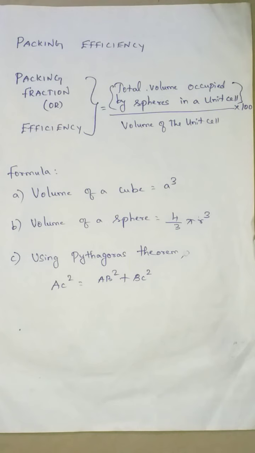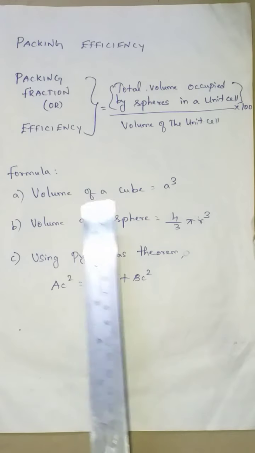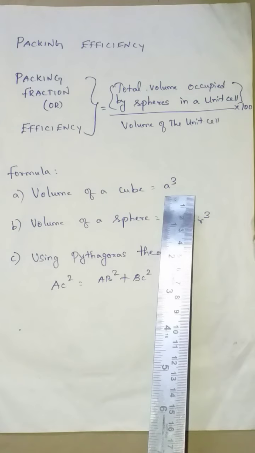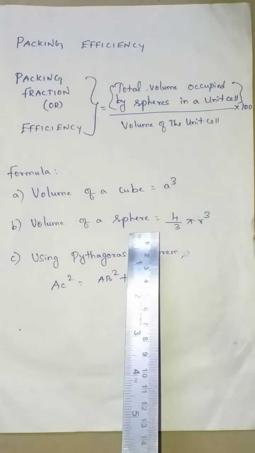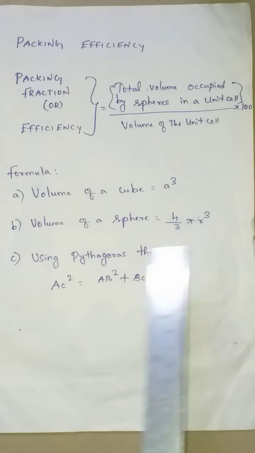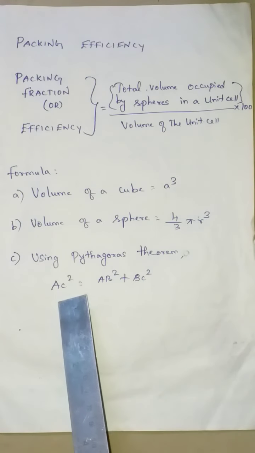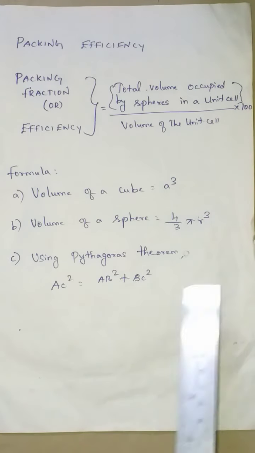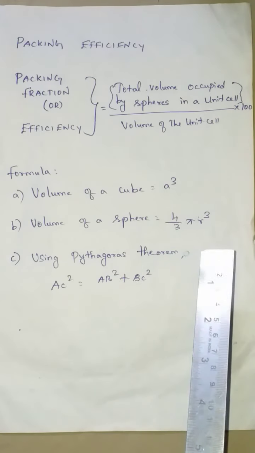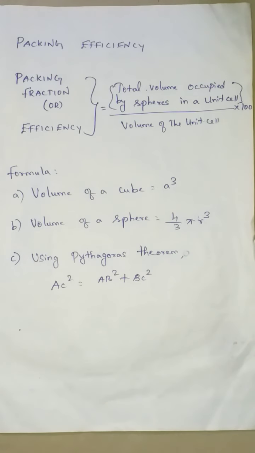Next, we are going to see about the packing efficiency in simple cubic arrangement, body centered cubic arrangement and face centered cubic unit cell. So before the calculation part, we have to know the formula. Volume of a cube is equal to a cube, that means if the edge length is a, it is a cube. Volume of a sphere we know is 4 by 3 pi r cube. Then using Pythagoras theorem, that is AC squared equal to AB squared plus BC squared. By using these formulas only, we are going to find out the packing fraction for simple cubic, body centered and face centered cubic unit cell.